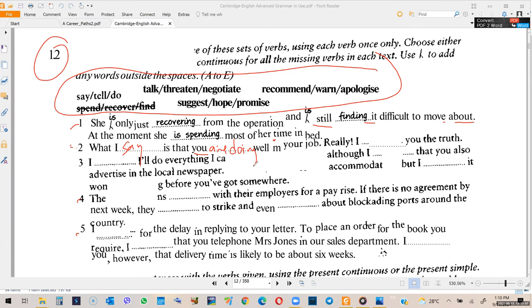I tell you. I am telling you. I am telling you the truth. Not I telling, I am telling you the truth. Three.